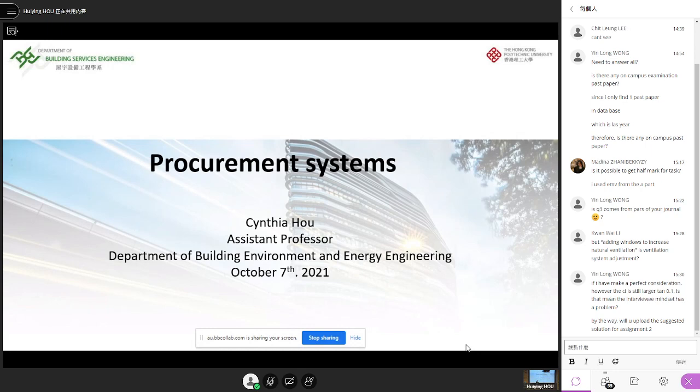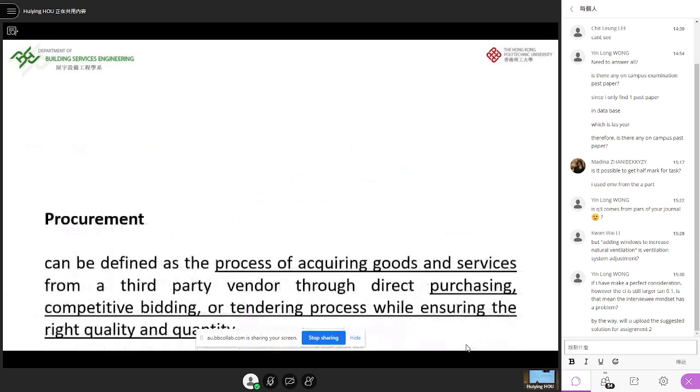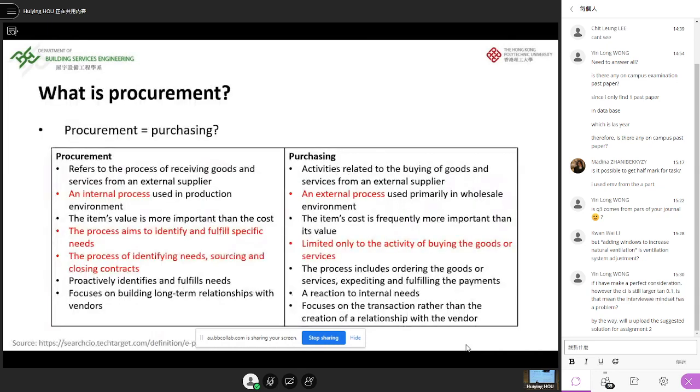So in the lecture, I talked about the procurement system. And I talked about what procurement is. Procurement is a process of acquiring goods and services from a third-party vendor through direct purchasing, competitive bidding, or tendering process while ensuring the right quality and quantity. So understand what procurement is, and understand the difference between procurement and purchasing. In the lecture, I used some examples to help you distinguish what procurement is.